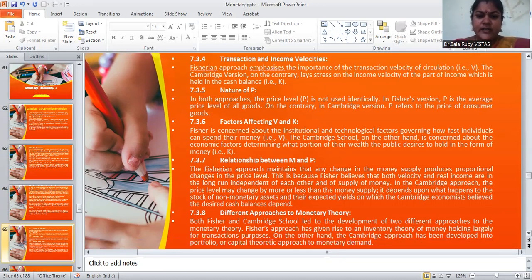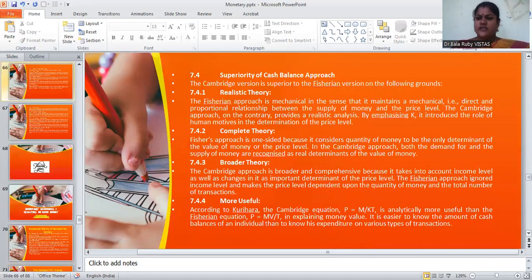Then the next difference: different approaches to monetary theory. Both Fisher as well as the Cambridge School led to the development of two approaches to the monetary theory. Fisher's approach has given rise to an inventory theory of money holding largely for transaction purposes. But on the other hand, the Cambridge approach has been developed into a portfolio or capital theoretic approach to monetary demand. So these are the differences between these two approaches.